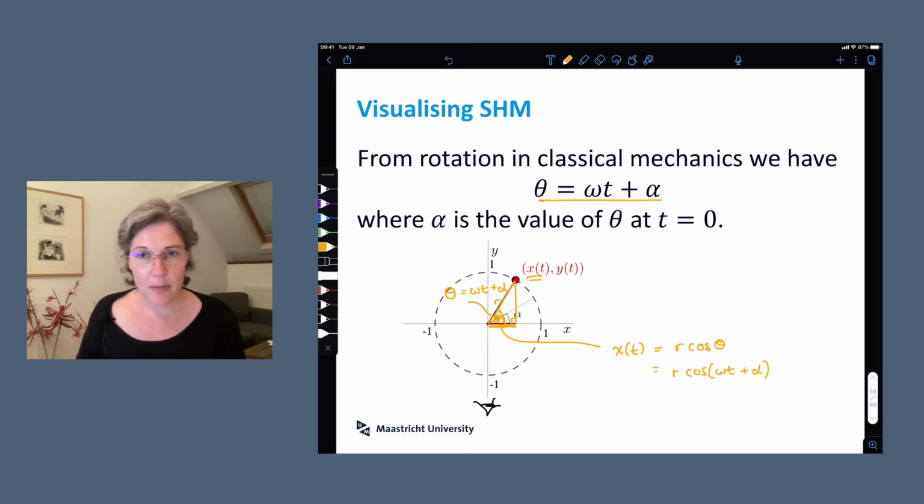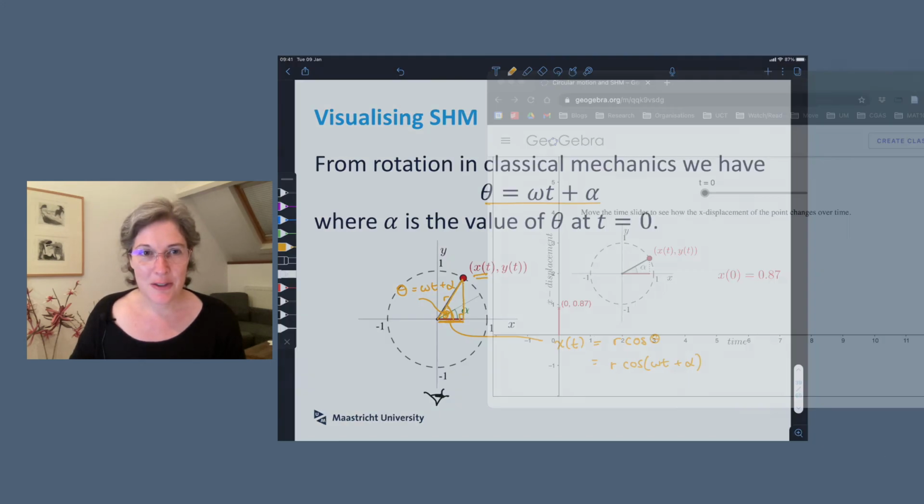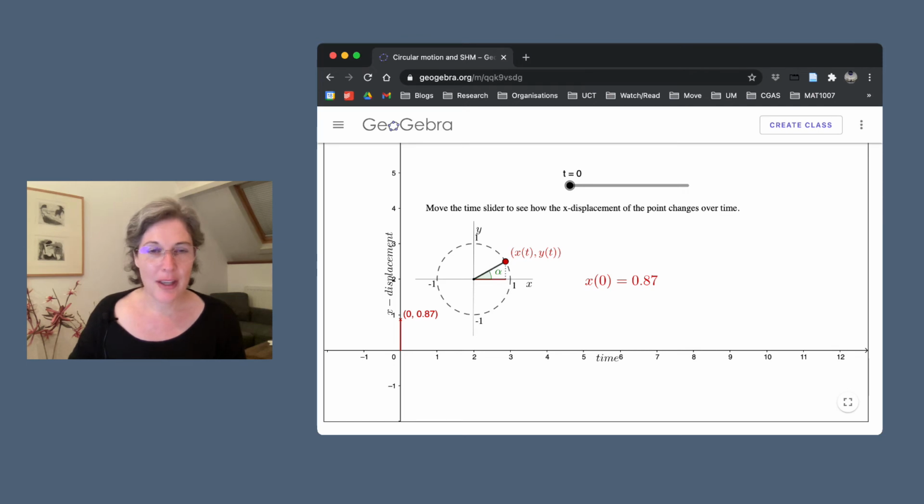So this might not be super easy to visualize, so I've put together another little GeoGebra applet which you can play with. Let's just have a look at that. Okay, so here we have our little particle. It's starting off at an angle of alpha from the x-axis at time t equals 0, and you'll see that the value of the x-coordinate at time t equals 0 is 0.87. And you could in fact work out from this that our angle alpha needs to be 30 degrees.